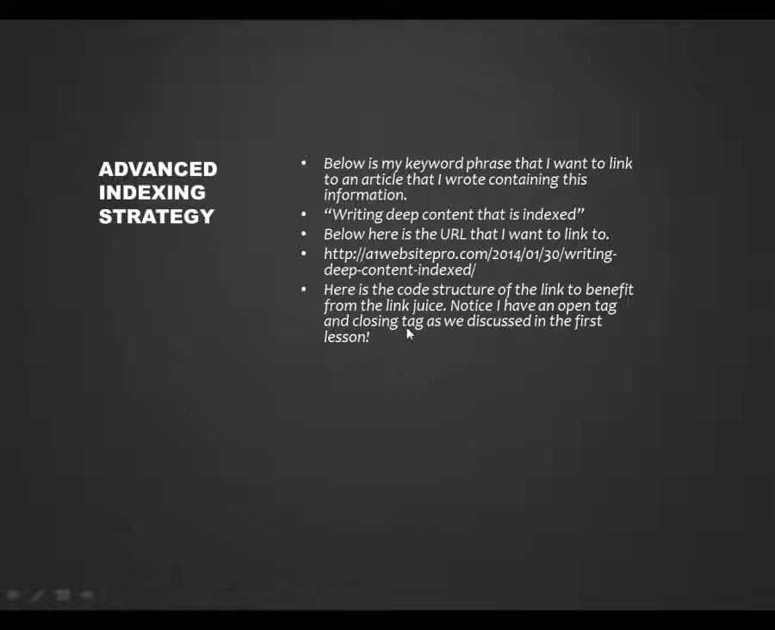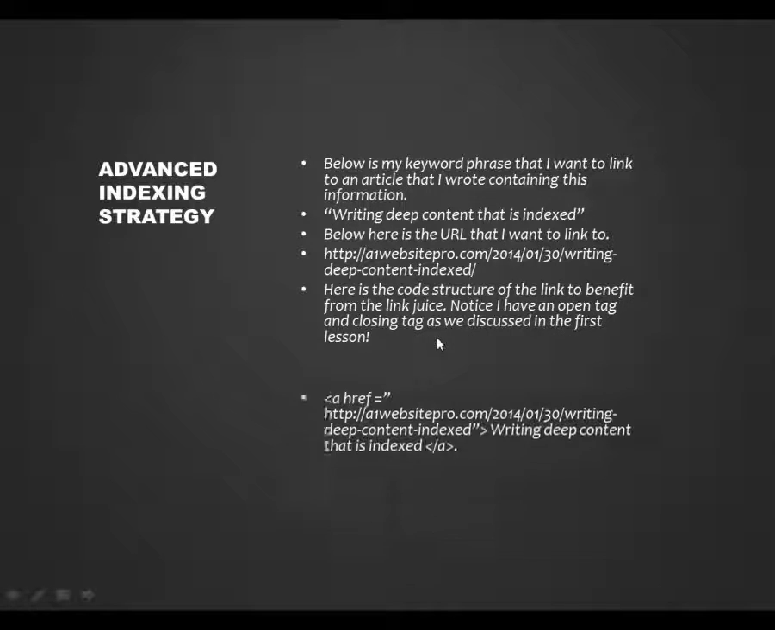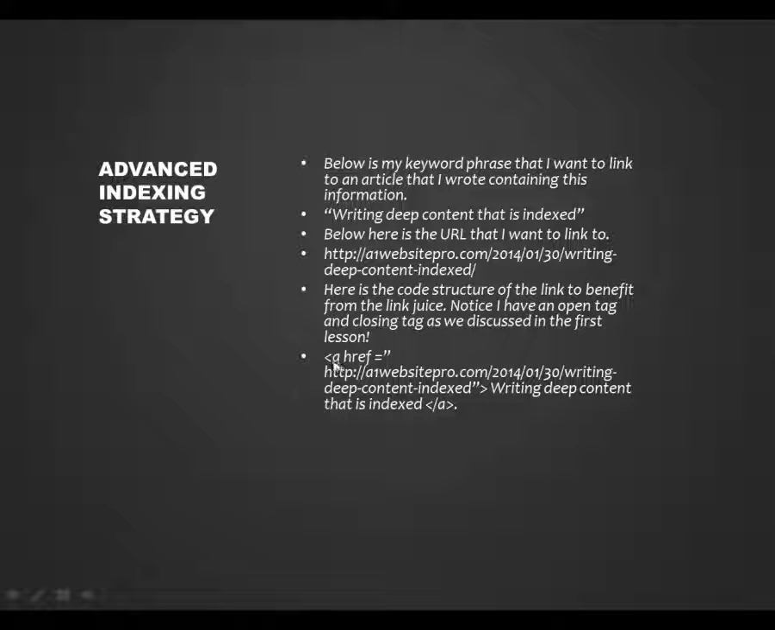Now, here's the code structure of the link to benefit from the link juice. Notice I have an open tag and closing tag as we discussed in the first lesson. So here's my opening tag. This href tells every computer that this is going to be a link. Then I put the equals sign and a quote, and then I'll put in the complete URL to writing deep content that's indexed. I'll close the quote and put in my pointy bracket. Now right away, I'll write in my keyword phrase, writing deep content that is indexed.